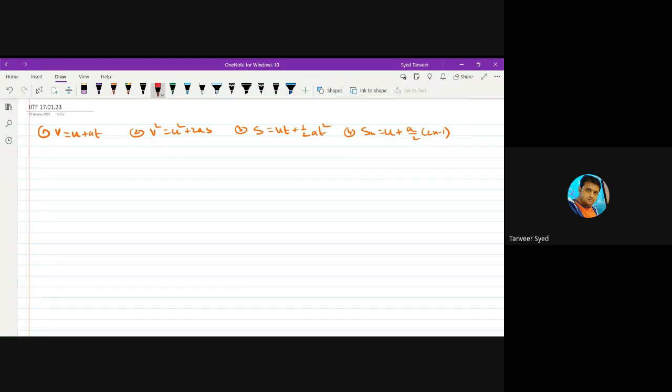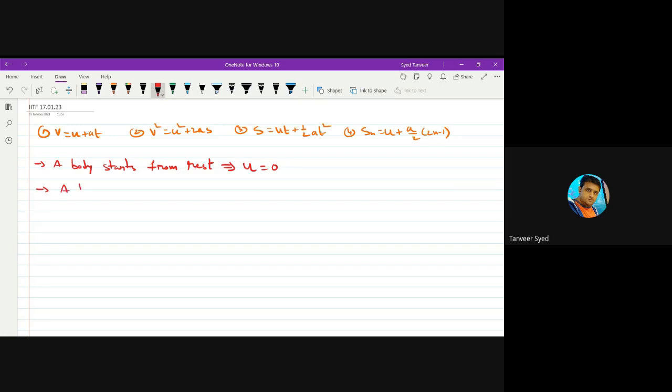In questions, some terminology is frequently used. Suppose it is said in the question, a body starts from rest. This means the initial velocity of the body is 0. If it is starting from rest, the initial velocity is 0. If you read this statement in the question, it is indirectly given to you that u is equal to 0.